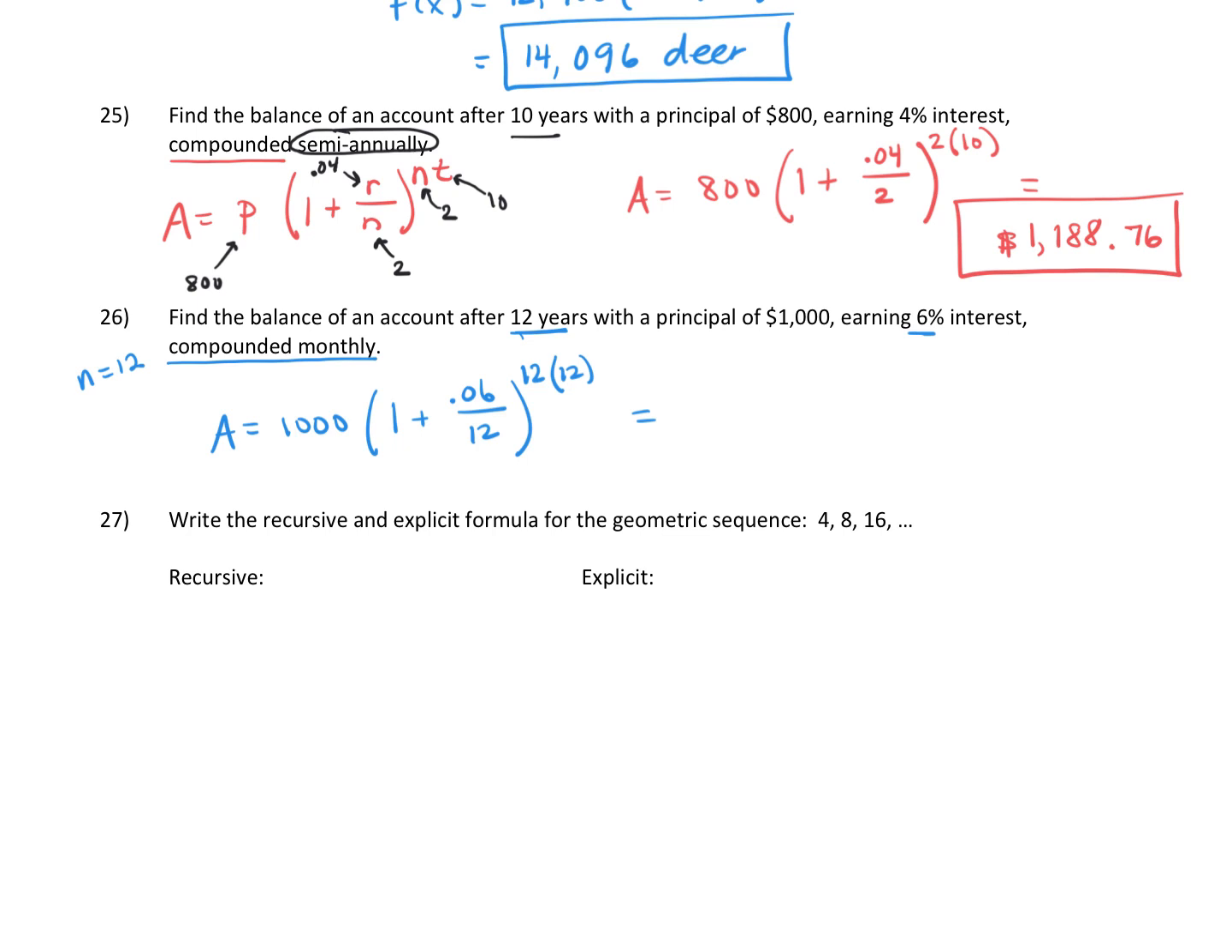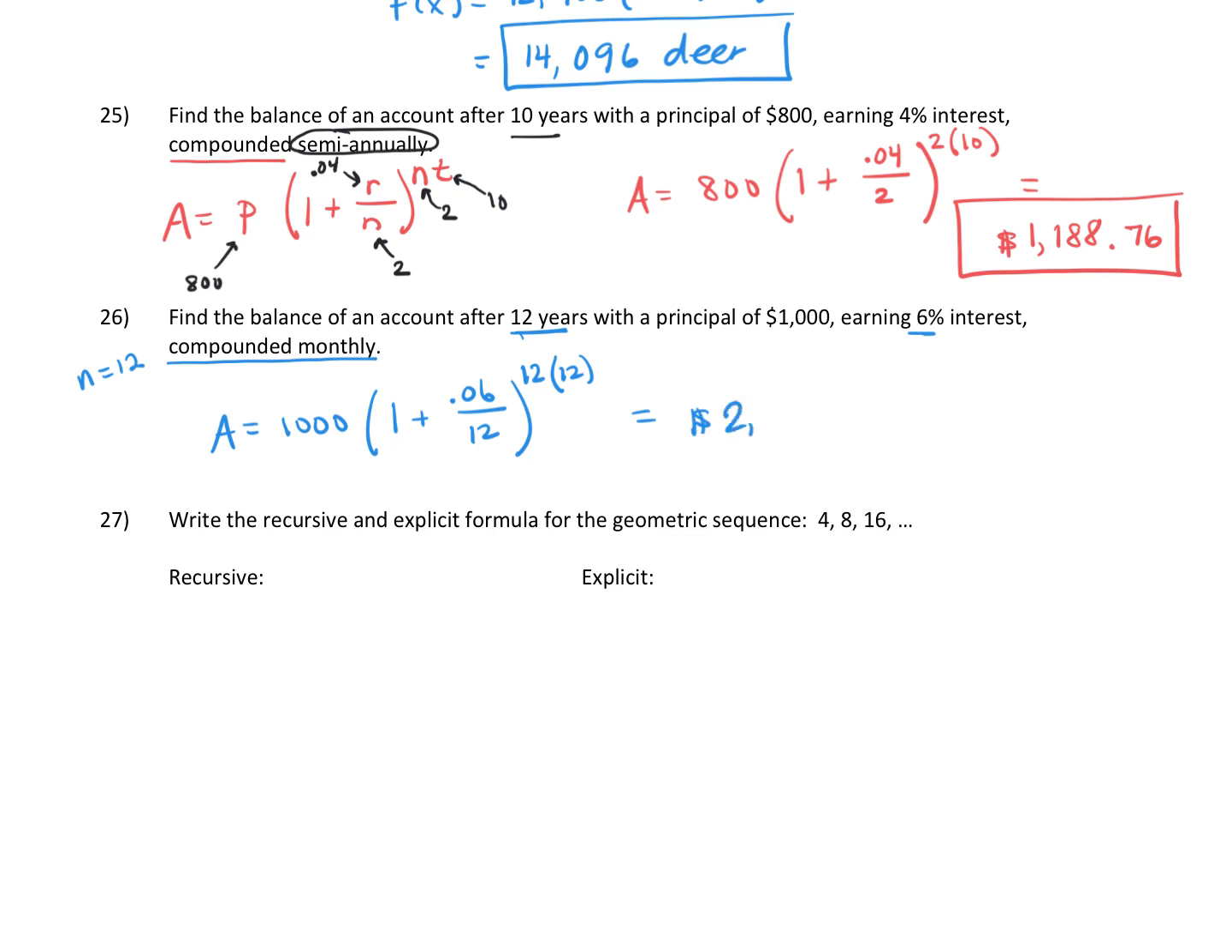Be careful with that 0.06. Don't accidentally type in 0.6. That would be 60% versus 6%, which is very different. We're going to get an answer in dollars and cents.